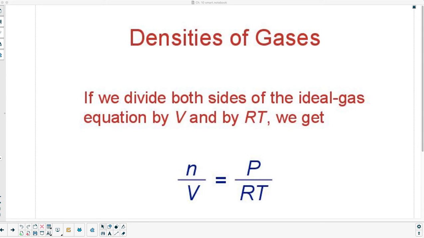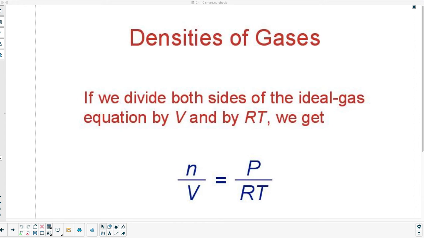Notes for 10.5 and 10.6, we're going to start off using the ideal gas law from 10.4, PV equals nRT, but we're going to use it now in a derivation. If we divide both sides of the ideal gas equation by V and by RT, we end up getting n over V equals P over RT.